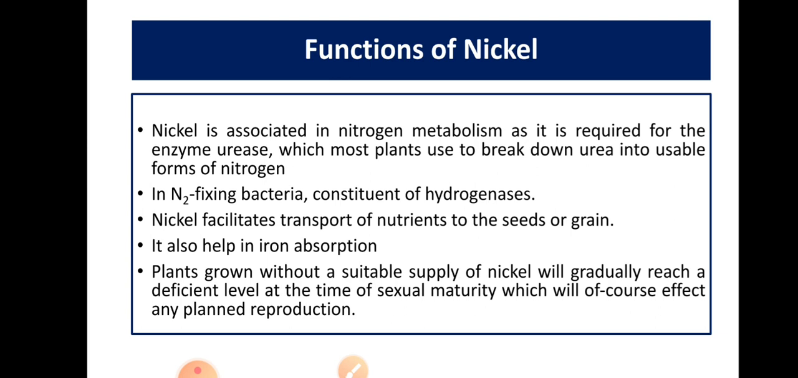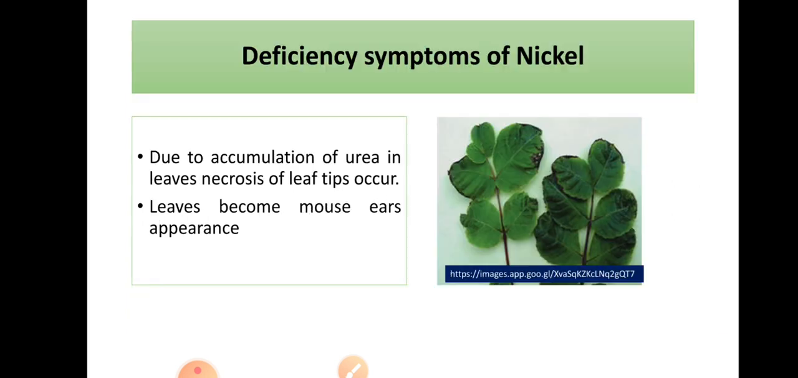Plant grown without a suitable supply of nickel will gradually reach a deficient level at the time of sexual maturity, which will of course affect the plant reproduction and growth of the plant. The deficiency symptom of nickel are due to accumulation of urea in leaves, necrosis of leaf tip occur. The leaf become mouse ear in appearance.